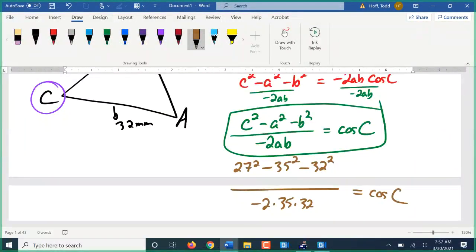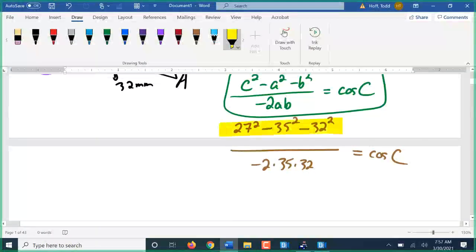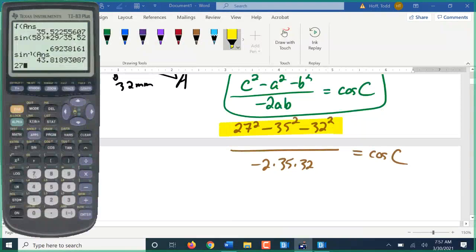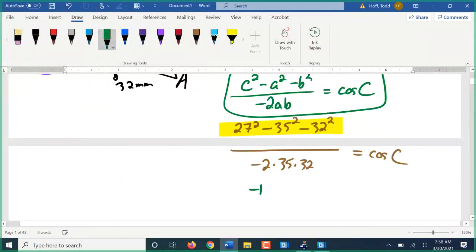When we do this calculation, we're going to do everything on top first. So let's do that. 27 squared minus 35 squared minus 32 squared. This is going to give us a negative number, and that is just fine. Negative 1520 is our result on top.